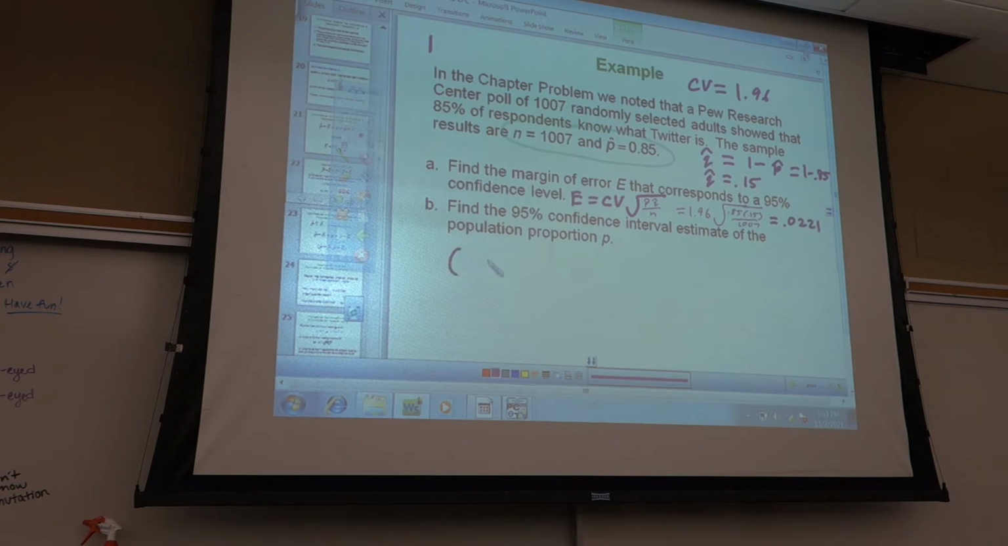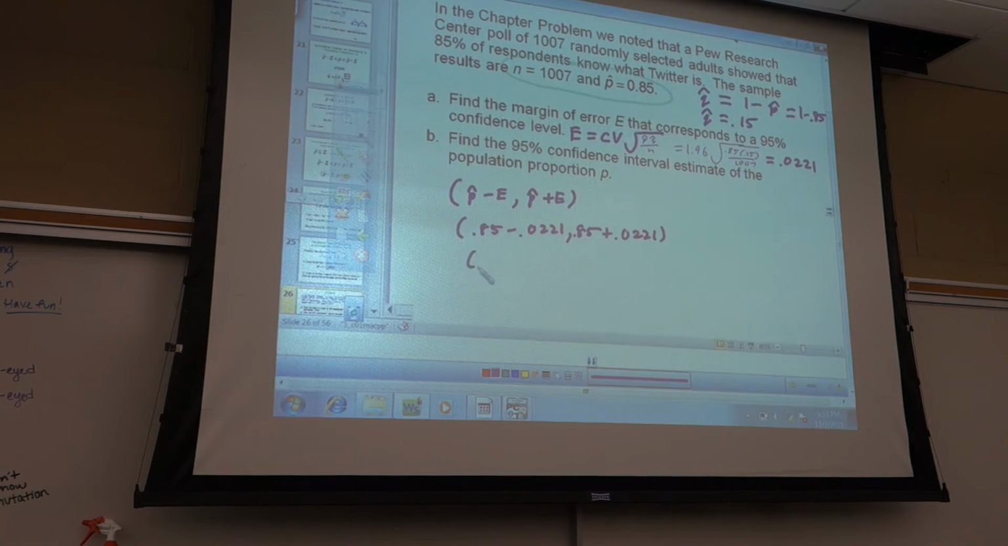Okay, so my confidence interval is going to be my p hat minus e, comma my p hat plus e. So that's going to be, let's see, what's my p hat? 0.85 minus 0.0221, comma 0.85 plus 0.0221. And that ends up being 0.8279, yep, comma 0.8721. And then we need 3 sig figs. So that'll end up being 0.828, comma 0.872.